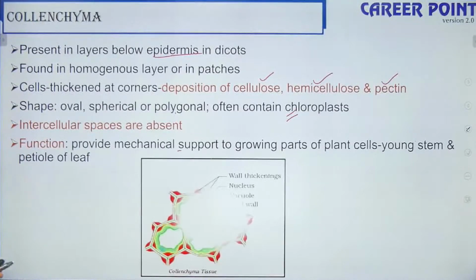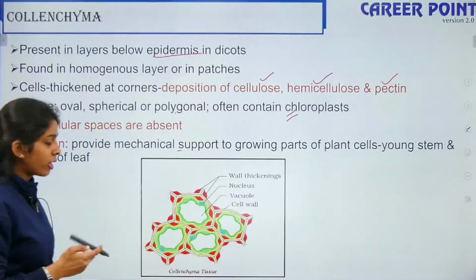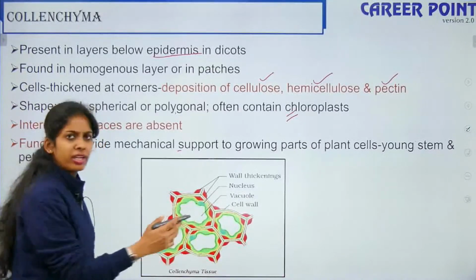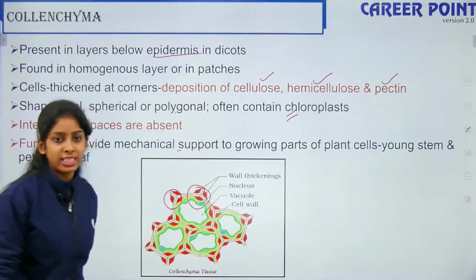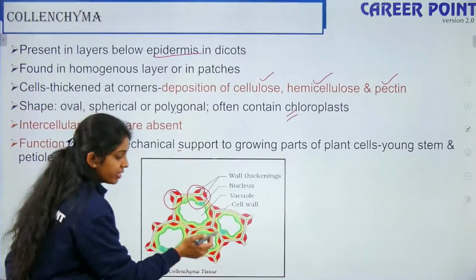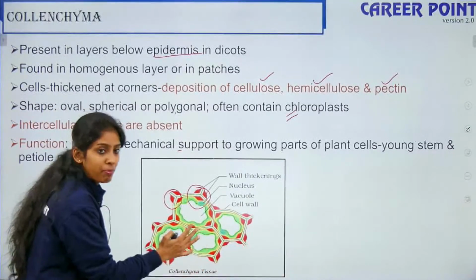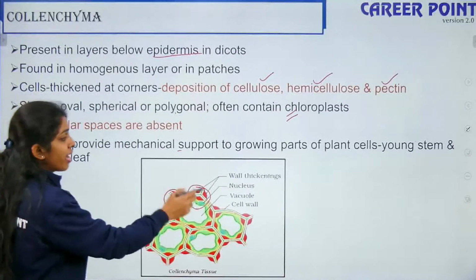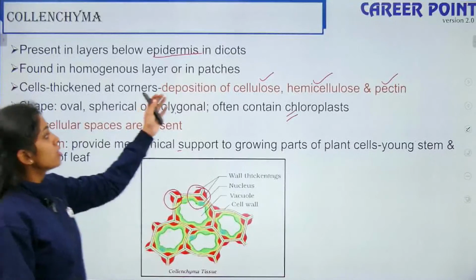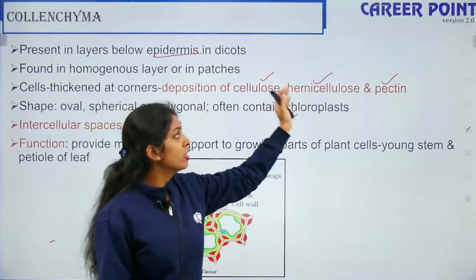Alright. So this is how your collenchymatous cells will look. Here, how are they? They are again oval, but they are very thickened at the corners, right? And there is no intercellular space. It is very densely packed. So this is the structure of your collenchymatous cells. Why do they have heavy thickenings at the walls? It is because of the deposition of cellulose, hemicellulose and pectin.